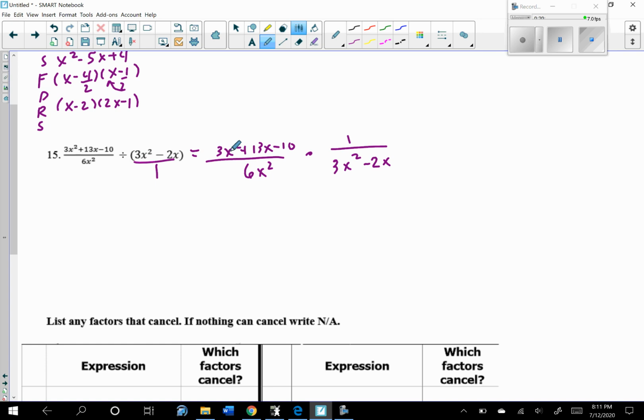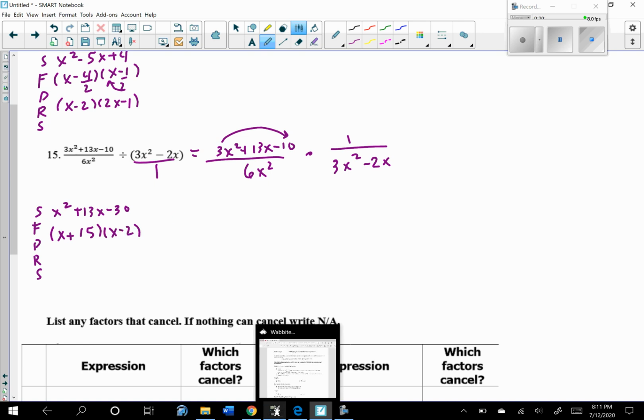So first thing you want to do is look for GCF. There is none, so we're going to do our Swedish fish don't really swim factoring. 3 times negative 10 is negative 30, so x squared plus 13x minus 30. Factors of negative 30 that add up to 13. So x plus 15 times x minus 2.